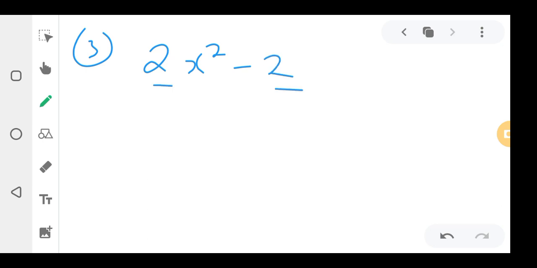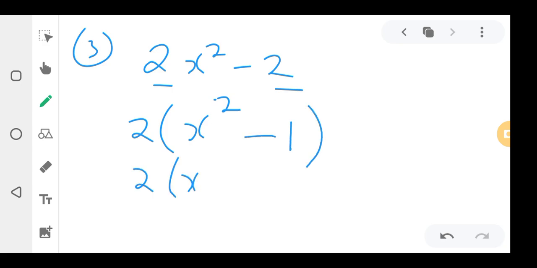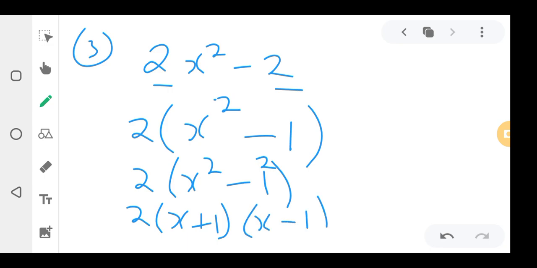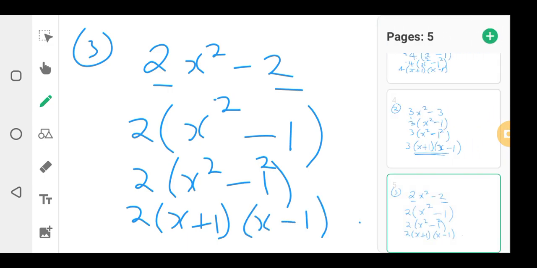And then for question 3, they can bring for you, for example, 2x squared minus 2. So what is common here and here? It's 2, so you put your 2 there, open bracket, x power 2 minus 1. And then 2x squared minus 1, that is 1 squared. So 2, open bracket, x plus 1, closed, open bracket, x minus 1. Okay, that's how you simplify these.